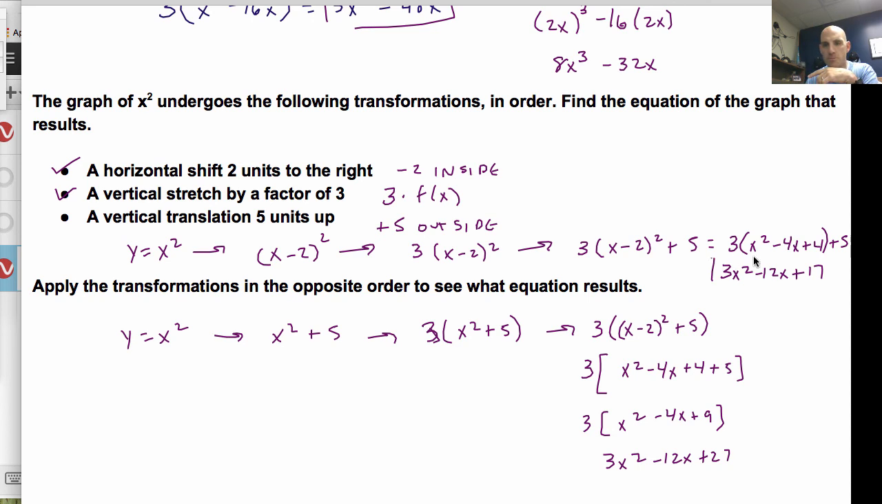Look at the difference here. There's a difference of 10 units. So everything else is the same. But one of them would only be 17 units up. The other one will be 27 units up. Okay, so order is important. Make sure you know what order they're asking you to do the translations in.